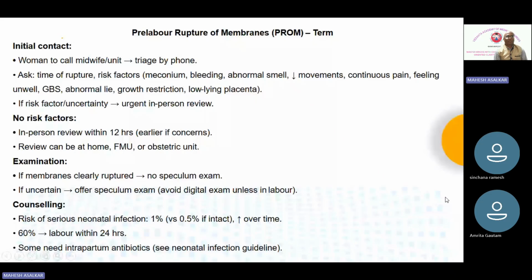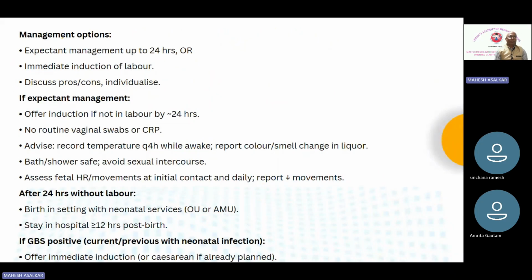Then management options. Expectant management is to be followed for 24 hours. Immediate induction of labor can also be carried out; discuss the pros and cons and individualize the case. If expectant management, that is wait and watch for 24 hours, offer induction if she is not in labor by 24 hours. No routine vaginal swab or CRP is required.